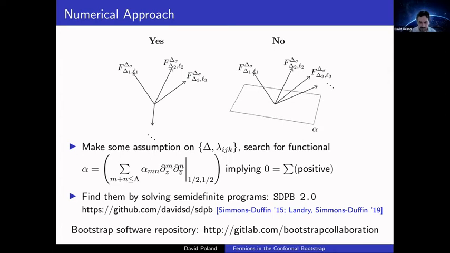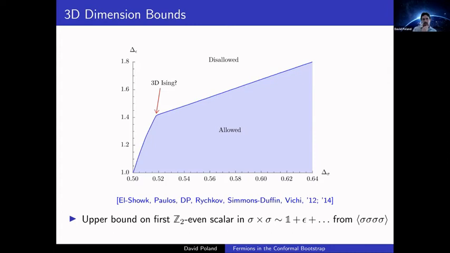Okay, so let me show you some results. I'll start with some older results and work my way towards newer results. So, in three-dimensional CFTs, the first truly exciting result was this plot, which came from studying 4-point functions sigma, sigma, sigma, sigma, like I discussed, and placing an upper bound on the scaling dimension of the first scalar, epsilon, appearing in the sigma, sigma OPE.